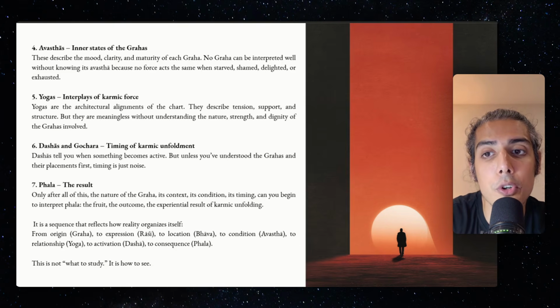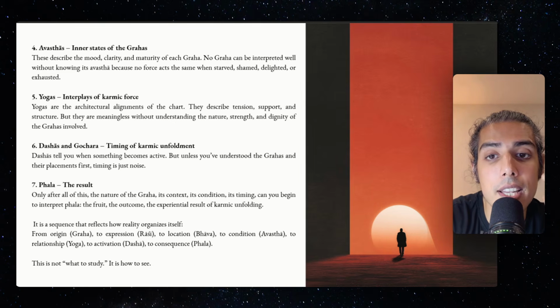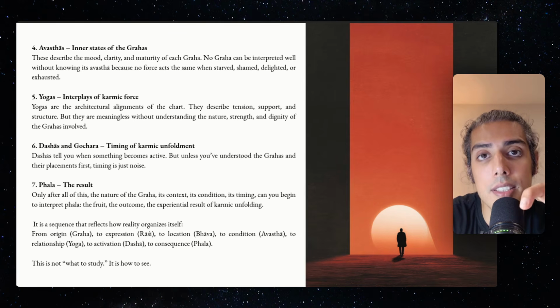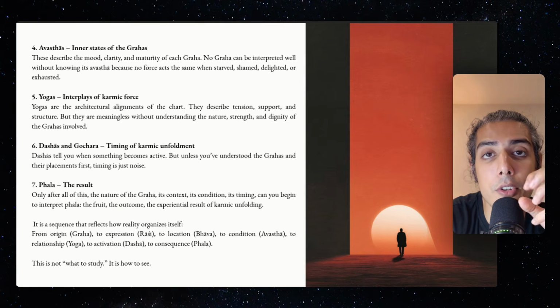Yogas, then you get into yogas, interplay of karmic bhava yogas, right? Or different graha yogas. Yogas are the architectural alignments of the chart. They describe tension, support, structure. They are meaningless without understanding the nature, strength, and dignities of the grahas that are involved. Then you get into dashas and gochara, timing of karmic unfoldment. Dashas tell you when something becomes active. But unless you've understood the grahas and their placements first, timing is just noise.